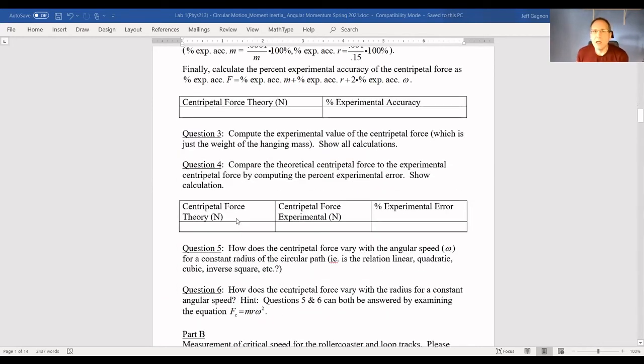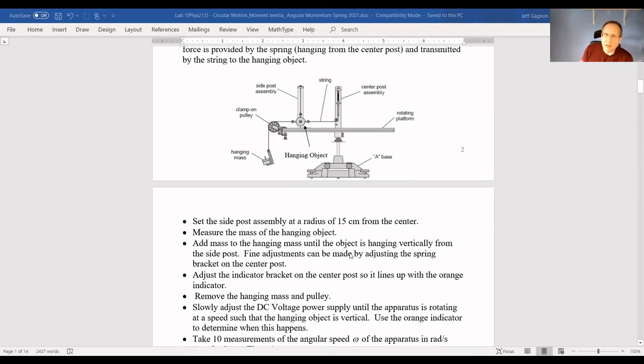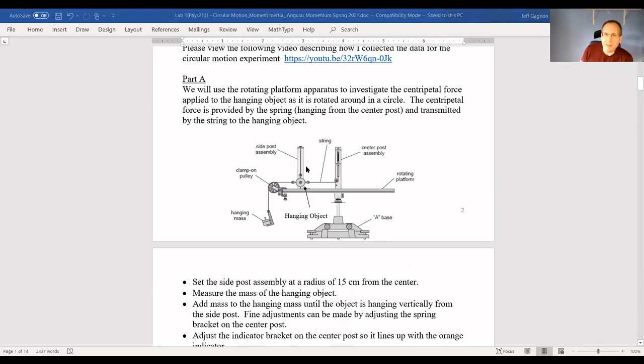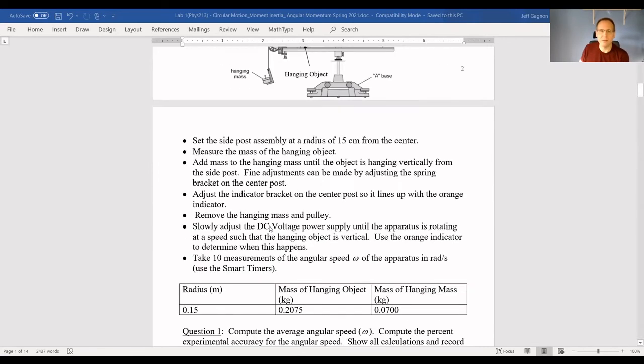Okay, question 3. Compute the experimental value of the centripetal force, but that's just the weight of the hanging mass. You have to be careful with this terminology, right? Hanging object is the one that's being spun around. Hanging mass is like the blue mass set that you hung so that this balanced earlier. So if you compute the weight, we know the mass. If you multiply by 9.8, that'll be the weight of the hanging mass. That's going to be your experimental centripetal force.